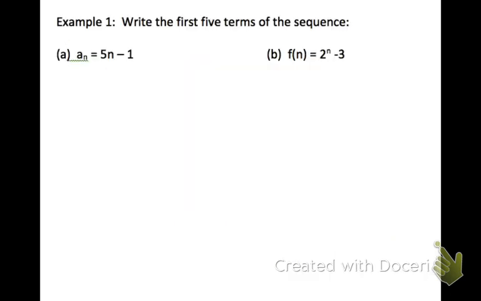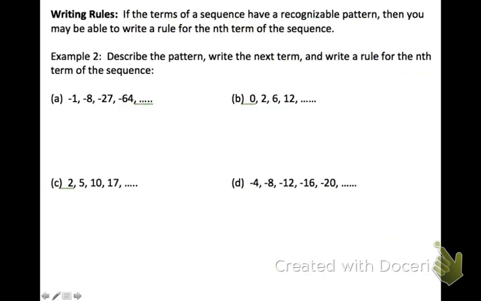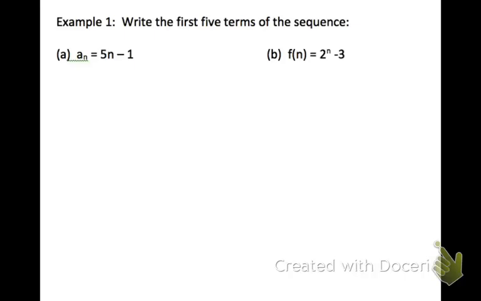Okay, so how do we evaluate a number in a sequence? Here's a couple of different examples. The first one tells us that a sub n, meaning the nth term, however high we want to go, is equal to 5n minus 1. We want the first 5 terms. So we can list them out this way.